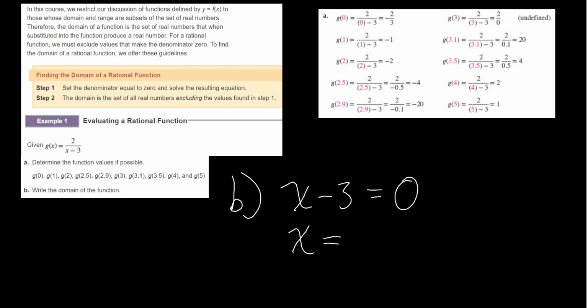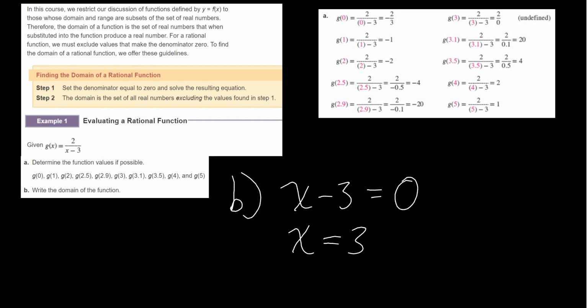B reads, write the domain of the function. In order to find the domain of a rational function, step 1 says set the denominator equal to 0 and solve the resulting equation. So x minus 3 is equal to 0. If we solve, we get x is equal to 3.